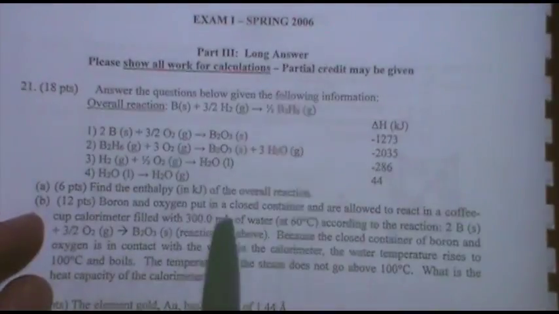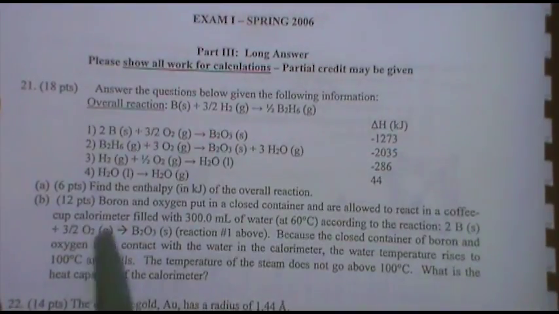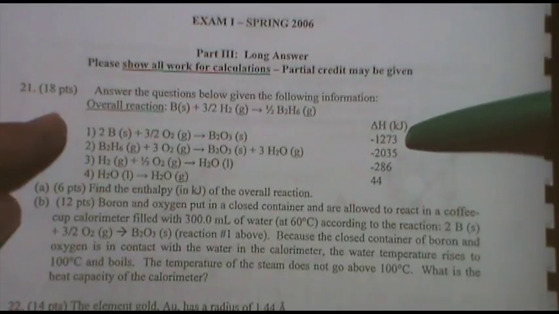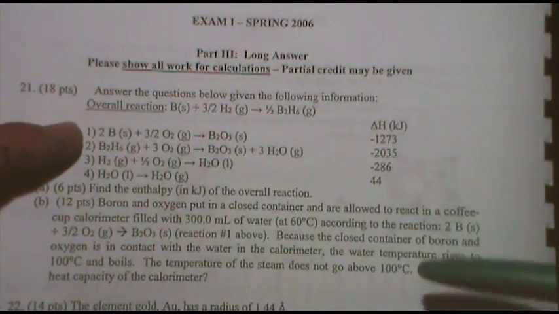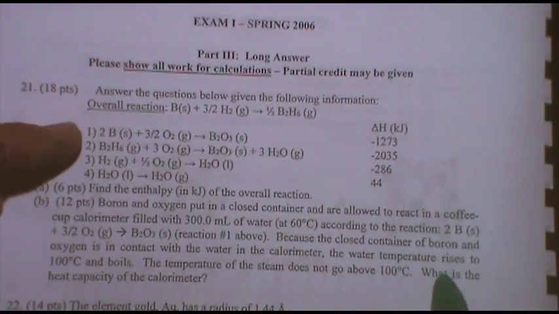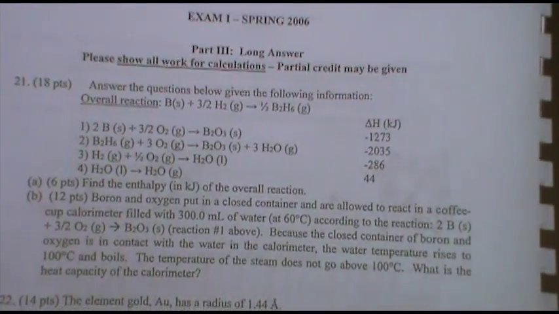Spring 2006, exam 1. This problem right here, page 52. Part B though. Okay, let's read this. Boron and oxygen are put in a closed container, allowed to react, producing so much water according to this reaction, which is reaction 1, there we go. Because the container is in contact with the water, water temperature rises and boils. It does not go above 100. What's the heat capacity of the calorimeter? Okay, so calorimeter, sum of the Q's equals 0.